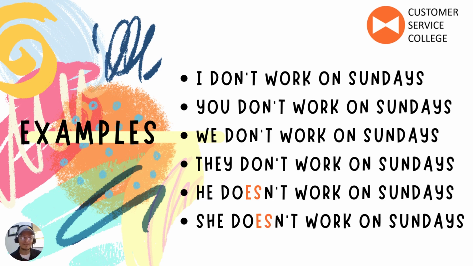And in the negative, you have the don't, and the doesn't is only for he, she, and it. For example, I don't work on Sundays, you don't work, we don't work, they don't work. But for he, she, and it, he doesn't work, she doesn't work, and it doesn't work. And yes, the pronunciation is doesn't. So hopefully this presentation is going to help you start using verbs in English to talk about what you do on a daily basis. What is your routine?